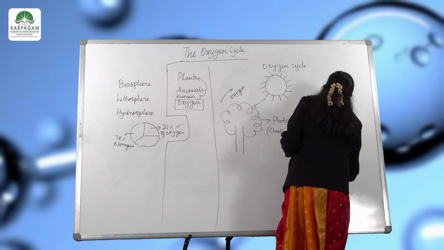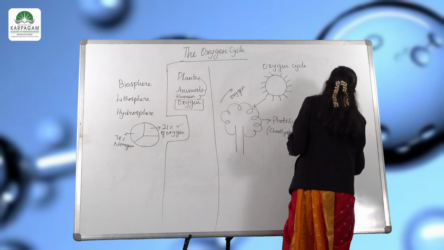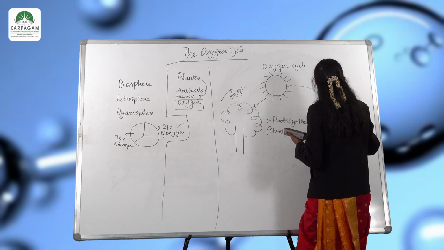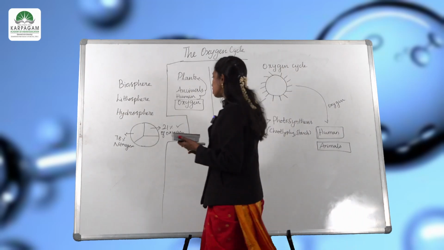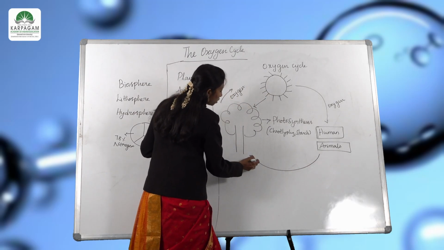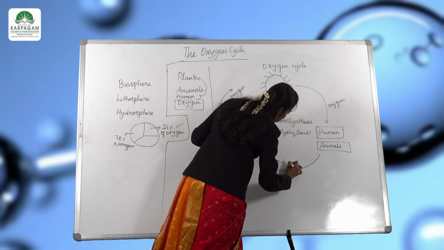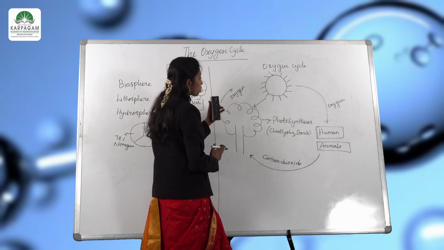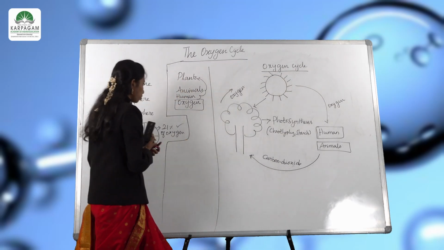And we have animals and human beings on the earth. These aerobic organisms inhale this oxygen that is present in the atmosphere. This oxygen is available freely in nature, and it is inhaled by animals and humans, and they again breathe out carbon dioxide. And this carbon dioxide will be again inhaled by the plants and oxygen will be let out. This is the cycle of oxygen, how it continues.